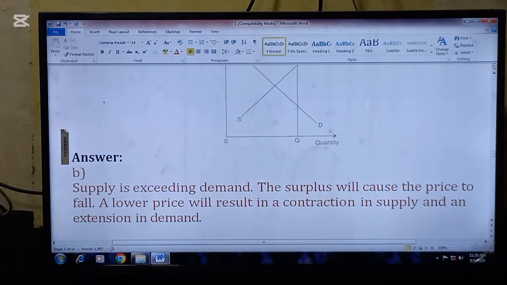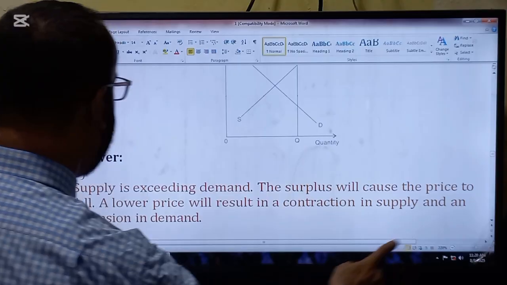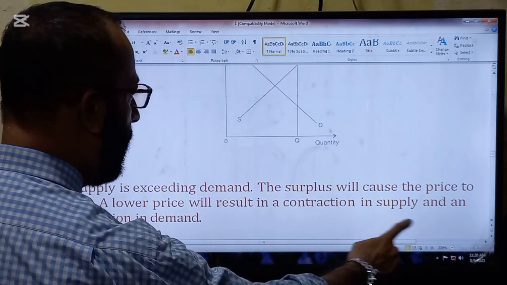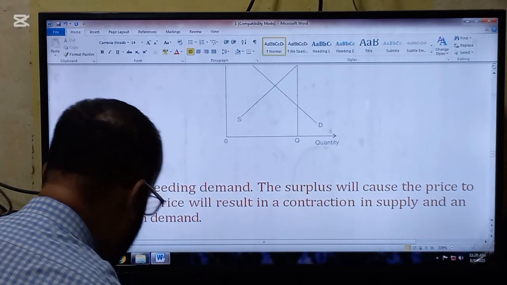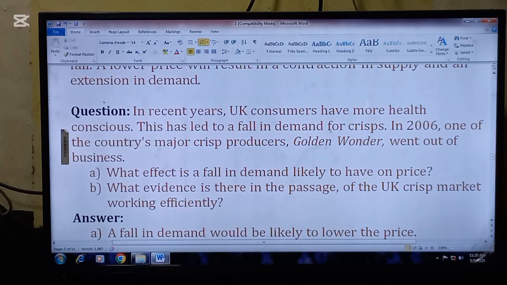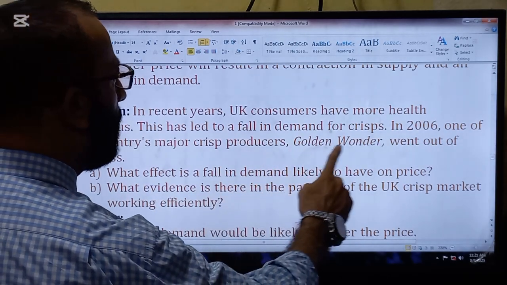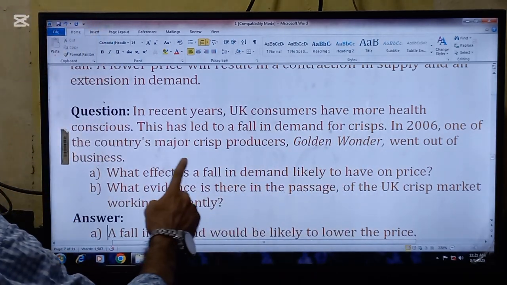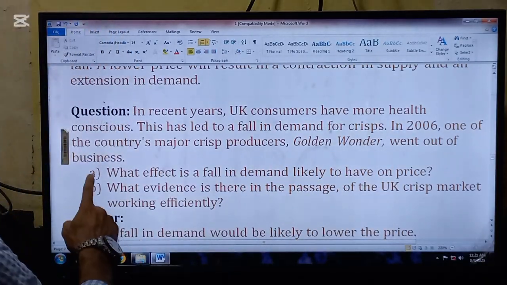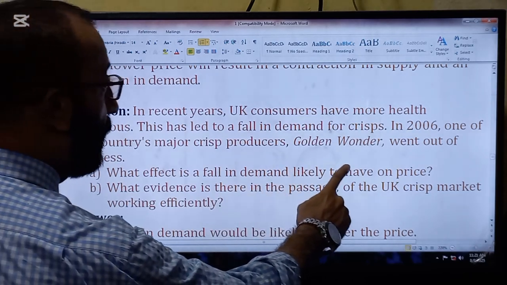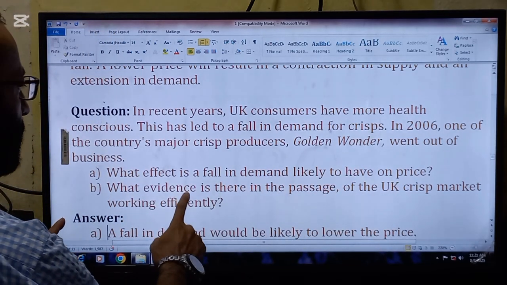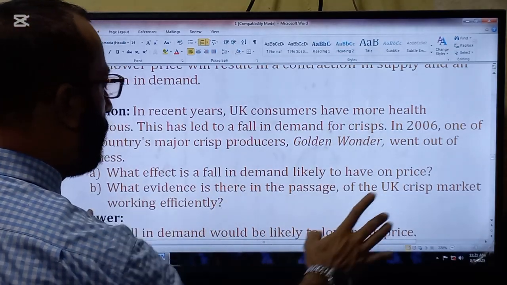So look now, supply is exceeding demand. The surplus will cause the price to fall. A lower price will result in a contraction in supply and an extension in the demand. Here is another question. In recent years, UK consumers have become more health conscious. This has led to a fall in demand for crisps. In 2006, one of the country's major crisp producers, Golden Wonder, went out of business. Part A, what effect is a fall in the demand likely to have on the price?